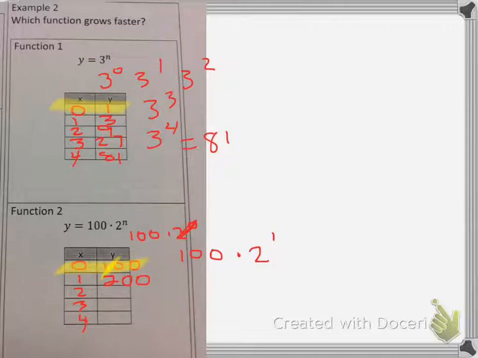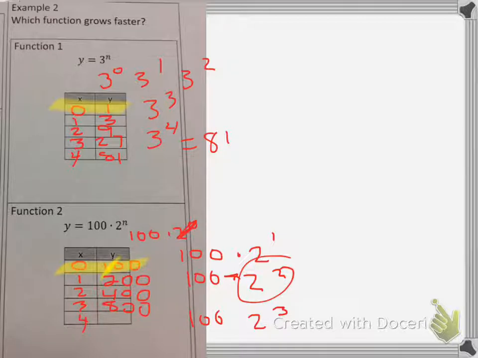Let's put 2 in and see what happens. 100 times 2 to the 2nd power. 2 squared is 4, and 4 times 100 is 400. Then we're going to put in 3. 100 times 2 to the 3rd power. 2 to the 3rd power is 8, and 8 times 100 is 800. And then the next one is 4. 100 times 2 to the 4th power. 2 to the 4th power is 16, and 16 times 100 is 1600.